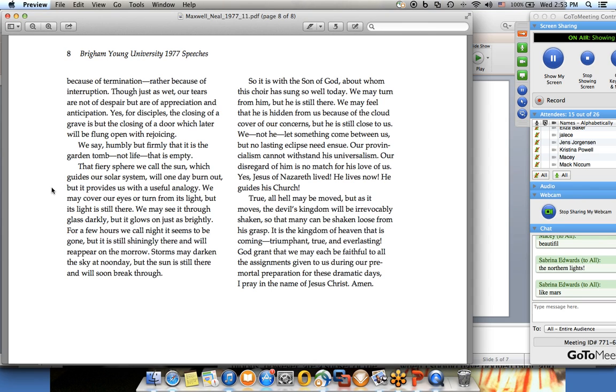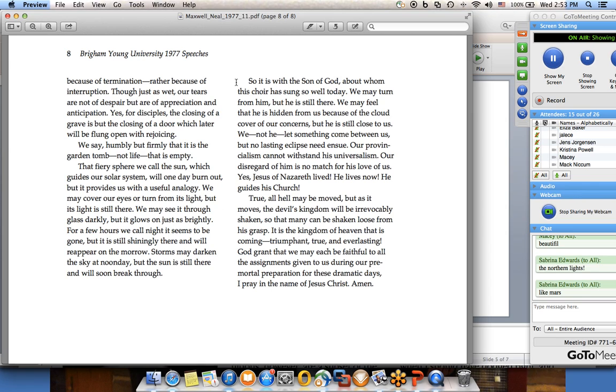But it provides us with a useful analogy. We may cover our eyes or turn from its light, but its light is still there. We may see it through glass darkly, but it glows on just as brightly. For a few hours we call night, it seems to be gone, but it is still shining there and will reappear on the morrow. Storms may darken the sky at noonday, but the sun is still there and will soon break through.